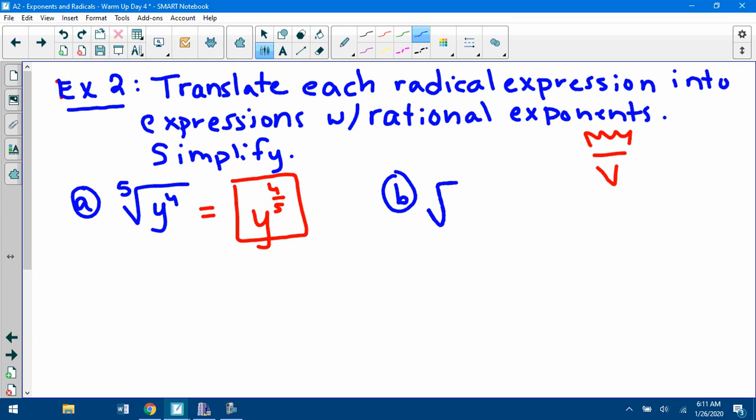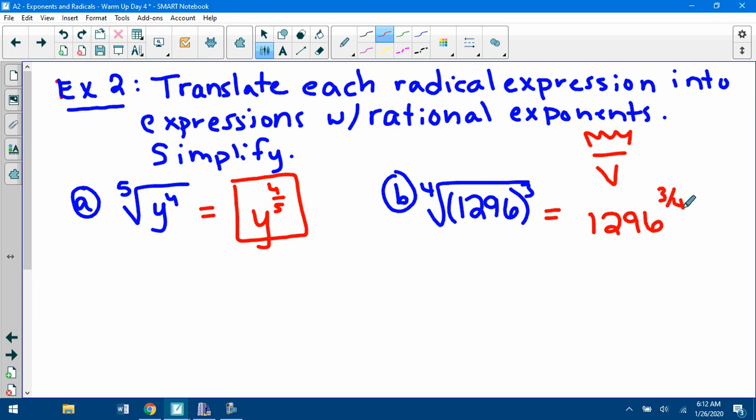Next one. Let's do the 4th root. We'll do a number this time, 1296 raised to the 3rd. So translating that into an expression with rational exponents shouldn't be too bad. The base is 1296. 4 is the root, so that's going to go on the bottom. 3 is the power, so that's going to go on the top. So it's the 3/4 power. So there's your expression with rational exponents.